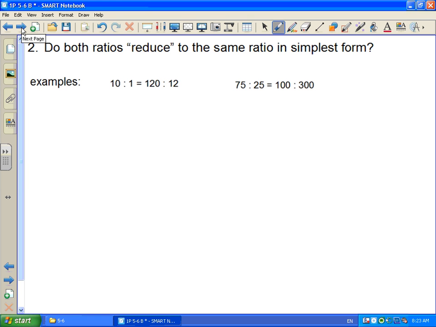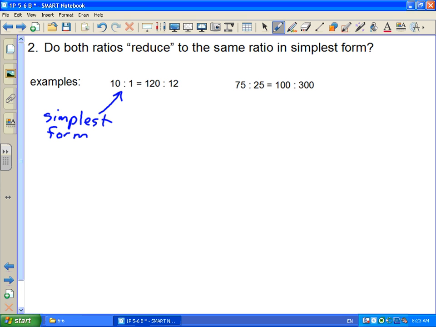The other way of thinking about this is, we talked in the first lesson about putting ratios in simplest form. So you could take both of your ratios in your proportion and reduce them down to simplest form and see if they are the same. In our example here, our possible proportion is 10 to 1 equals 120 to 12. Let's put each of these ratios into simplest form. Well, 10 to 1 is already in simplest form, so we don't have to do any work here.